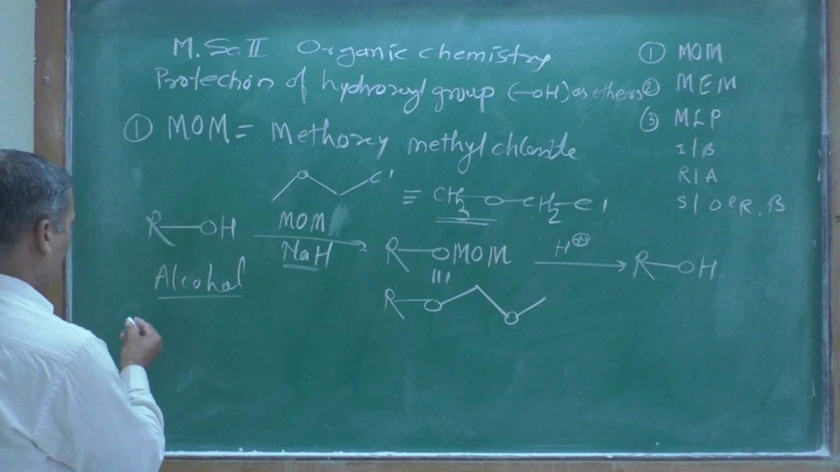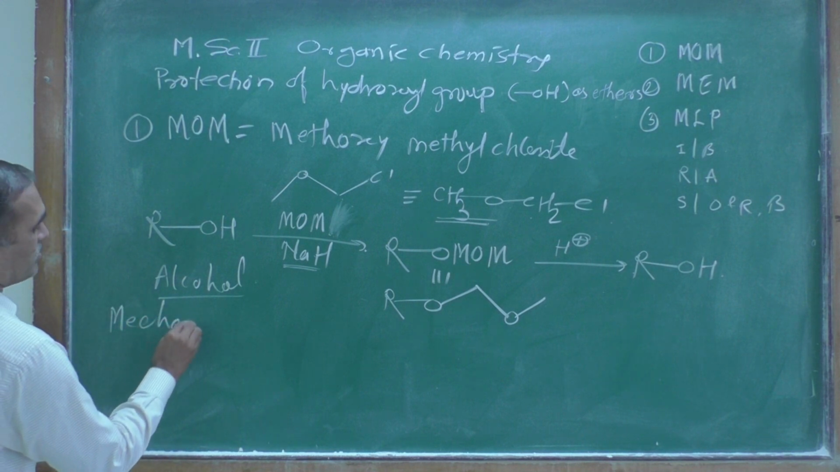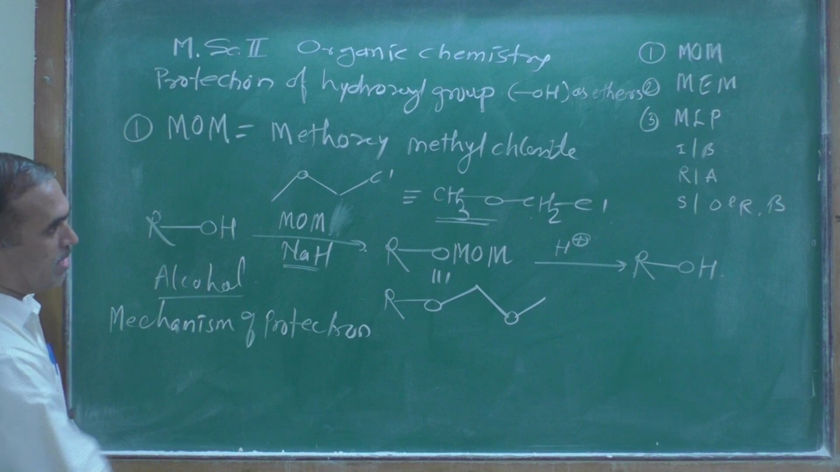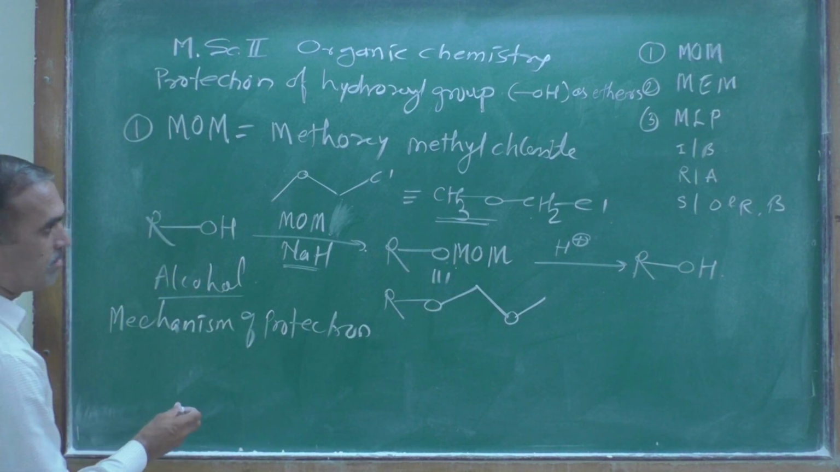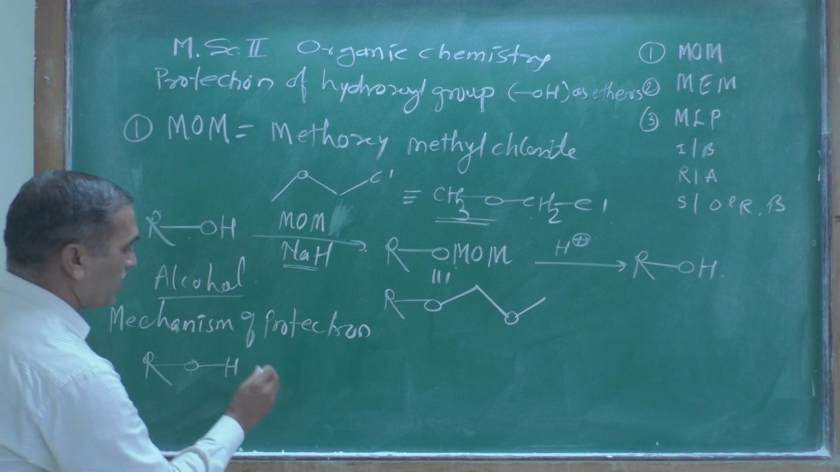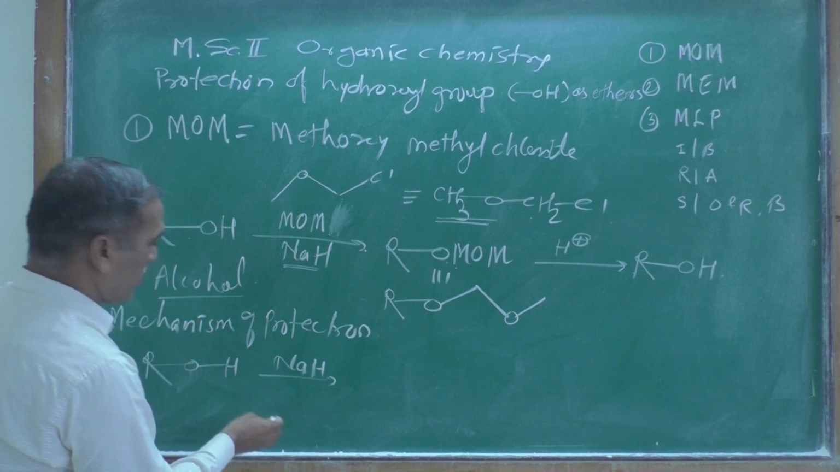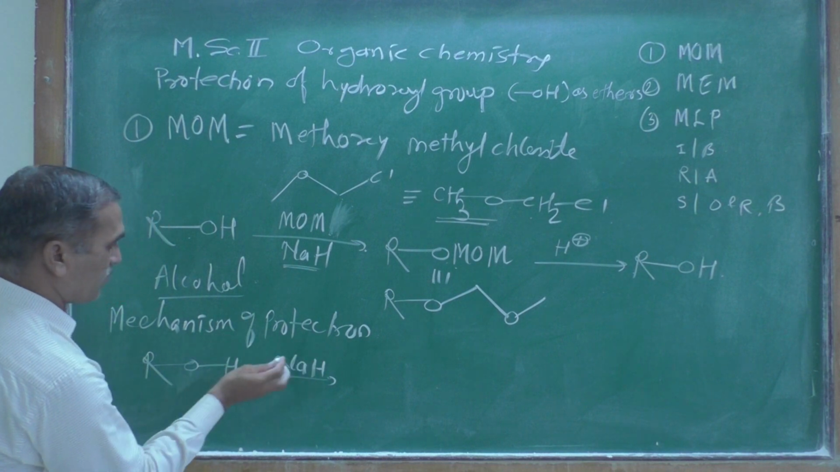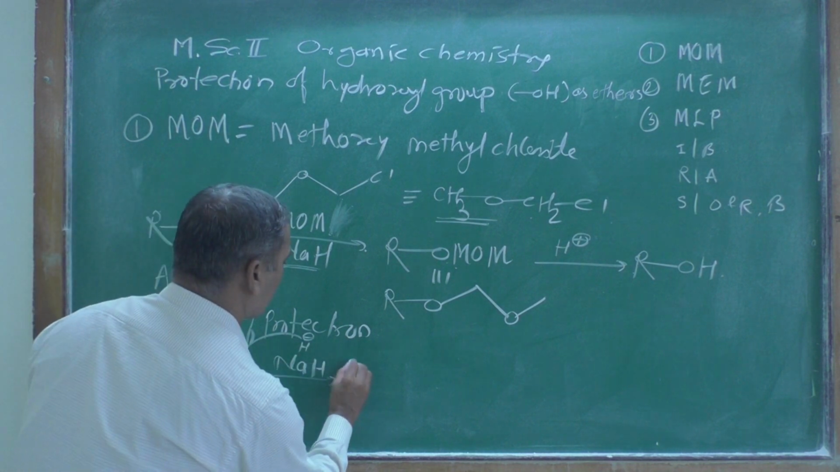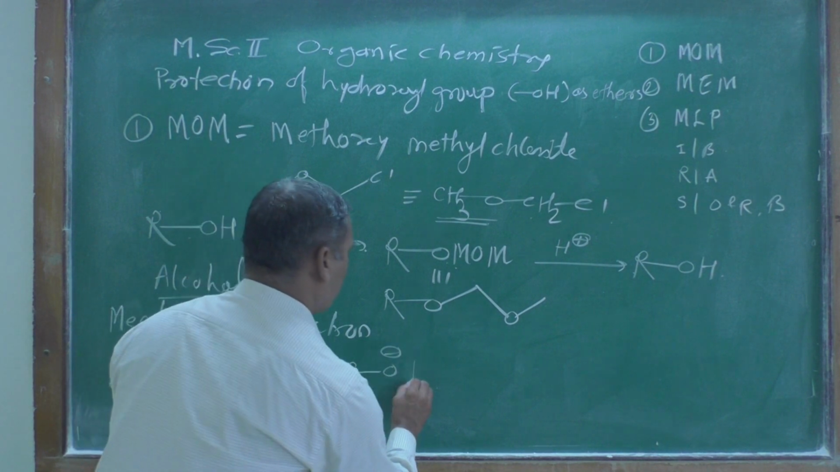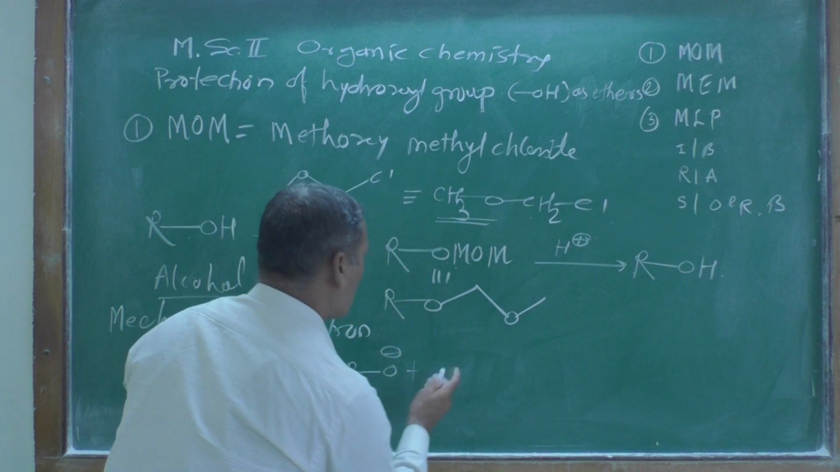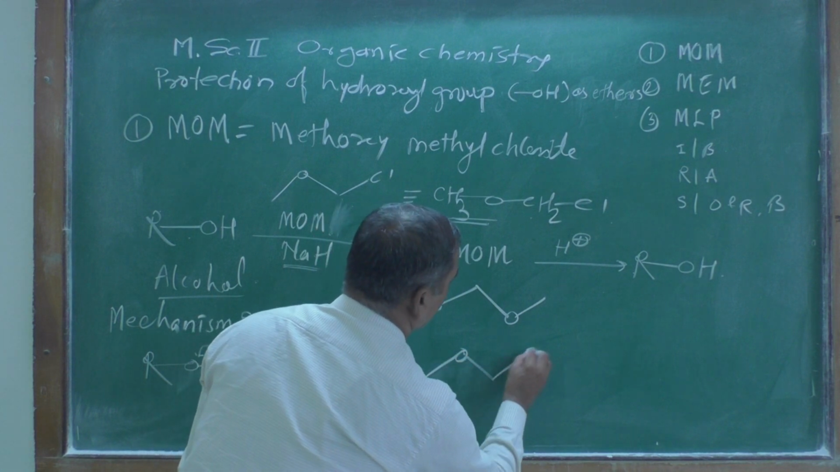Now first, the mechanism of protection. As we know this is a protecting group with MOM, means here the first one is ROH, right? That will be treated with NaH, sodium hydride. Hydride can pick up the proton from here like this. H minus will pick up the proton from here, forming a negative charge, and you are going to get RO minus. And then this is further treated with methoxy methyl chloride.